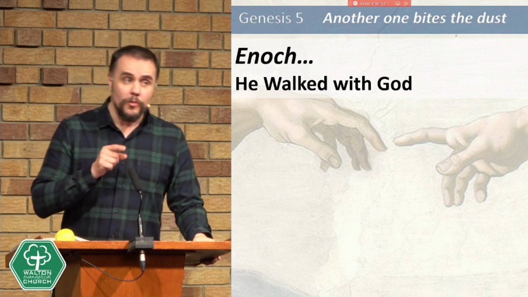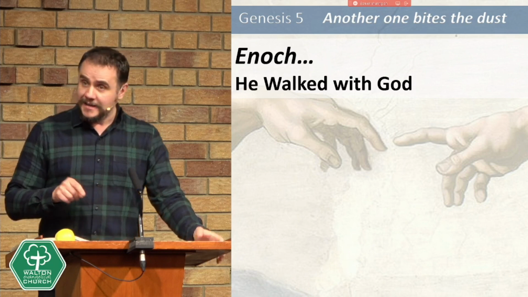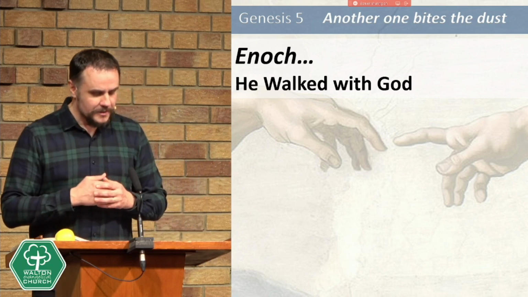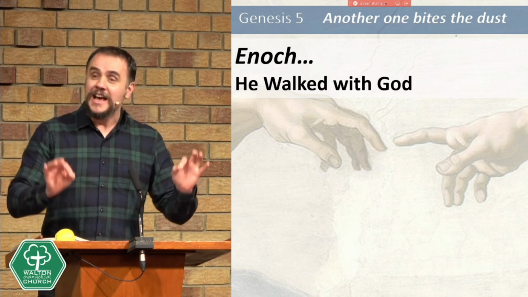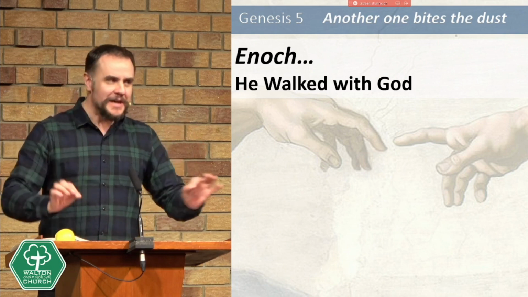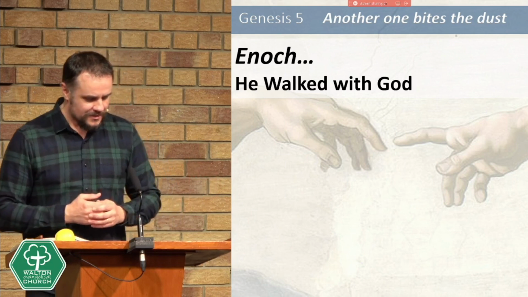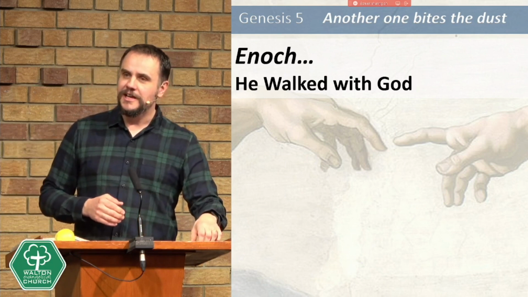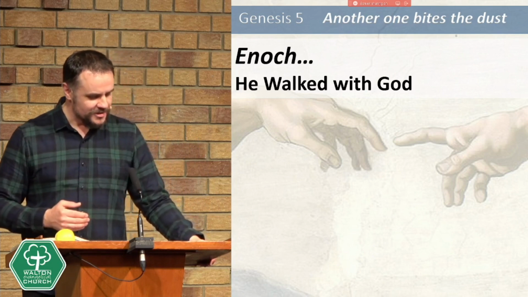And that term walked there, that's used of Enoch and also used of God in the garden, is a particular form in the Hebrew that basically implies a habit. It's habitual. It's what he does every day. This was Enoch's habit. He walked with God. Every day he walked with God.